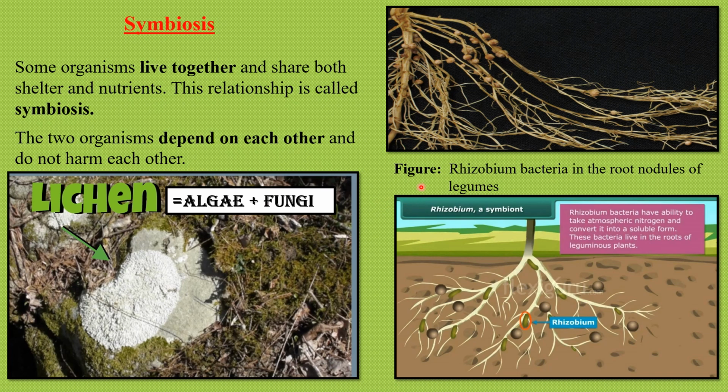Secondly, symbiosis is exhibited by rhizobium bacteria which are living in the root nodules of the legumes. These are the root nodules of the legumes. What is the function of rhizobium bacteria in the roots? So, the rhizobium bacteria have the ability to take atmospheric nitrogen and convert it into a soluble form. Thus, the plant is benefited with the source of nitrogen and the soil is made more nutrient-rich, and there is no need of adding any extra fertilizer. Hence, rhizobium bacteria and the leguminous plants live mutually with each other.